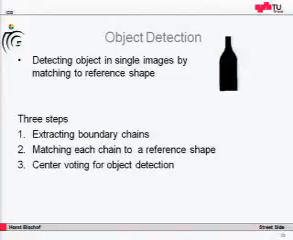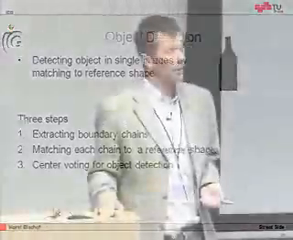Once you have that, you now can play a lot of different things. So now we have an efficient shape detector, so we can start doing object detection based on shape. So basically, how do you do that? Well, you have this target shape you would like to detect.